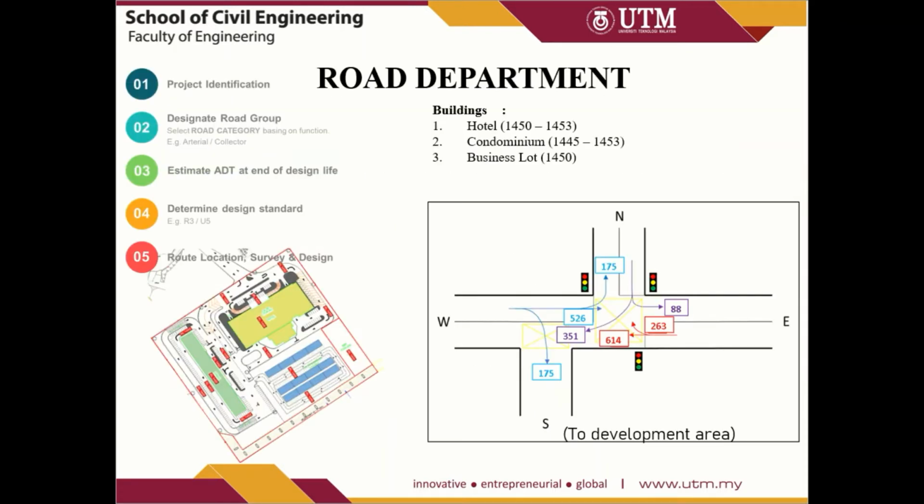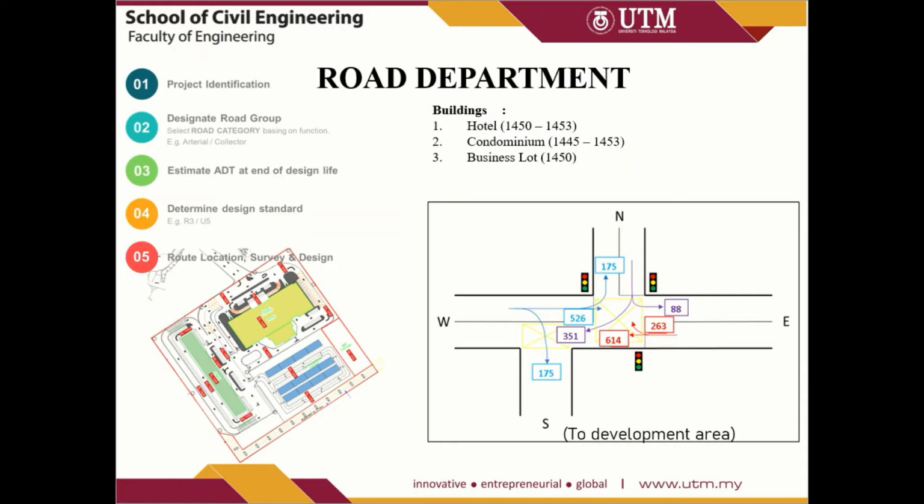So for road department, we actually need to design the road at the selected area, which is located at Cameron Highland, Pahang. So for the road design, we first need to identify the type of project, design road group depending on the function such as arterial or collector, estimated annual daily traffic and end of design life, determine design standard for rural and urban, and design the traffic and road.